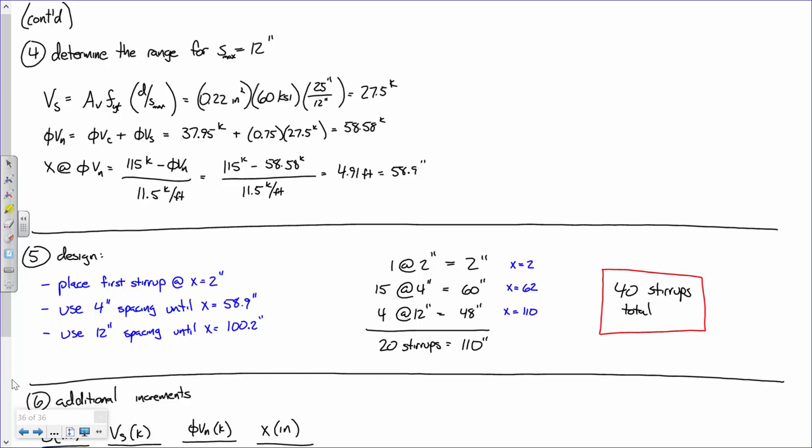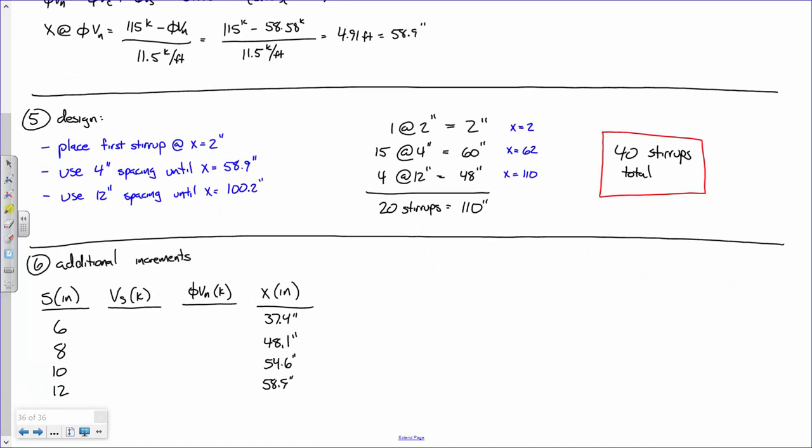I'm getting there. Did you have a question? No. Okay. Here's the point. You're wondering why make it complicated? I want everybody to watch what I'm going to do here. Watch this. I'm going to show you another design using this value. I'm going to put one stirrup at 2 inches, so that's X equals 2. Then I'm going to put 9 stirrups at 4 inches, so that's 36.